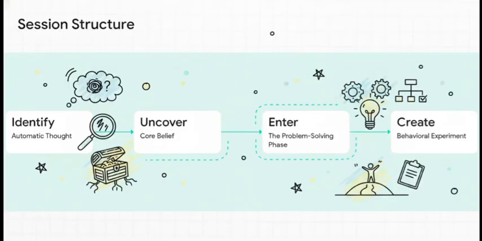So let's just pause for a second and look at the scaffolding we've built so far. First step, we identify the automatic thought. Next, we uncover the core belief beneath it. That leads directly into the problem-solving phase. And it all culminates in creating an individualized behavioral experiment. This clear, incredibly logical structure is exactly what makes cognitive behavioral therapy so highly effective.